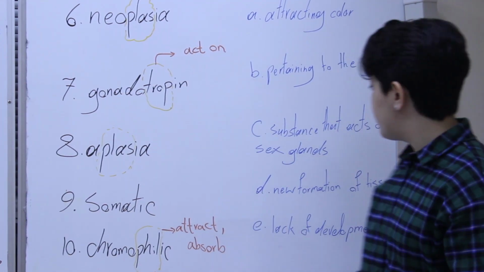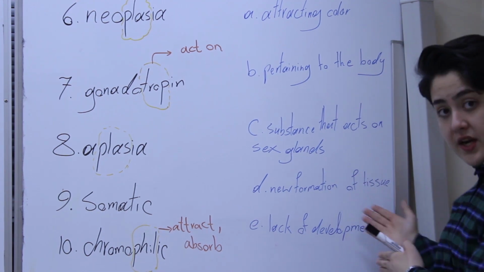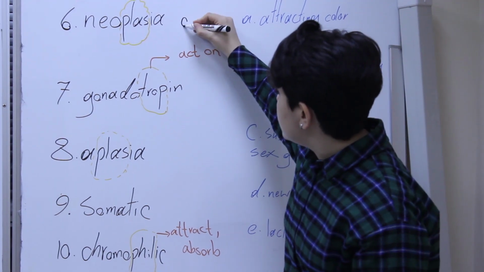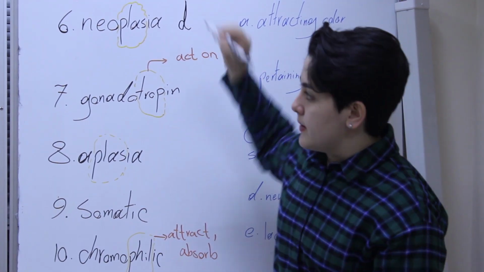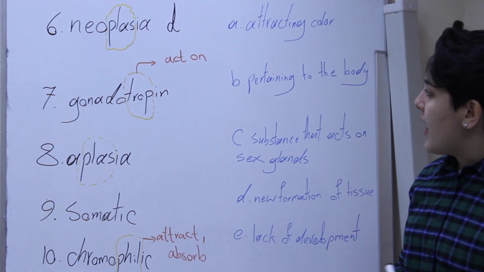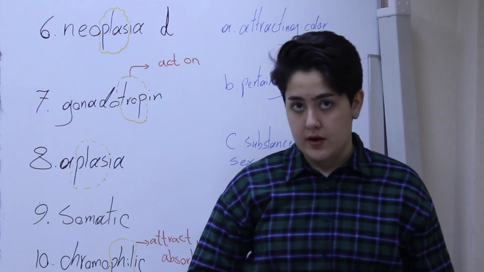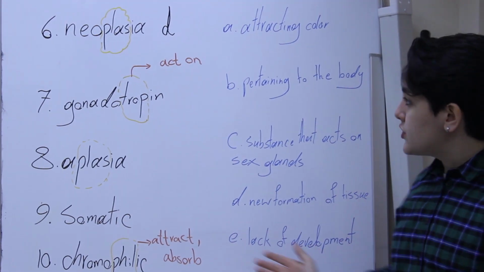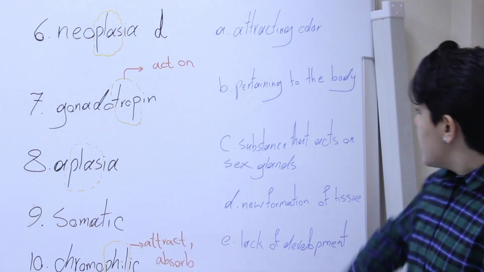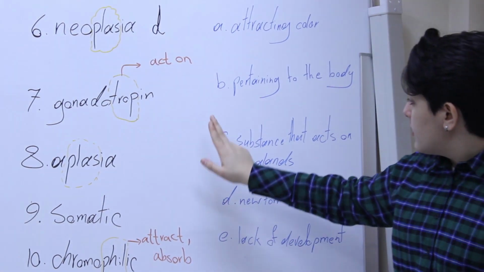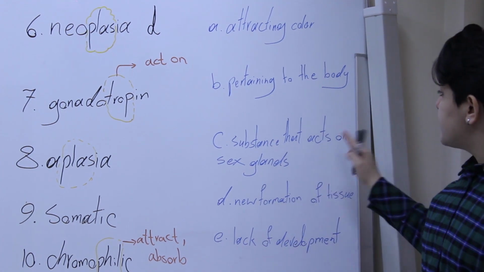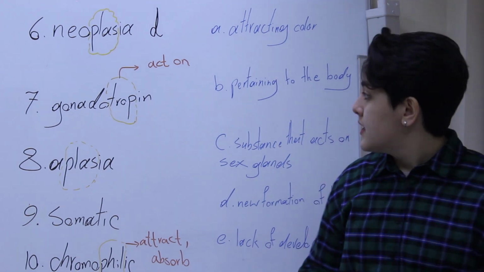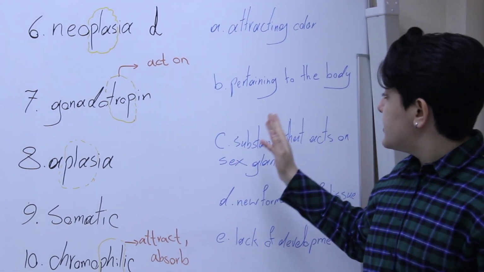Neoplasia, new formation of the tissue. So, the first one is D. The answer is D. Next one we have gonadotropy. Here there are also the answers we must find. Let's see. Here we have substance that acts on the sex glands. The answer is number C.